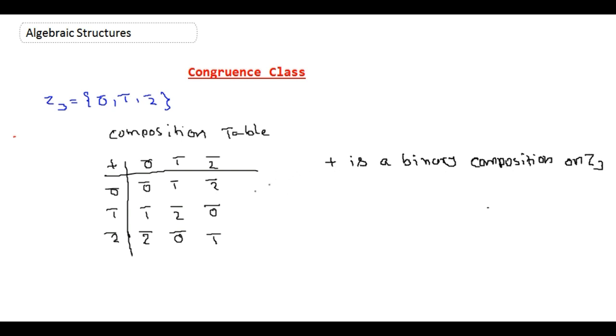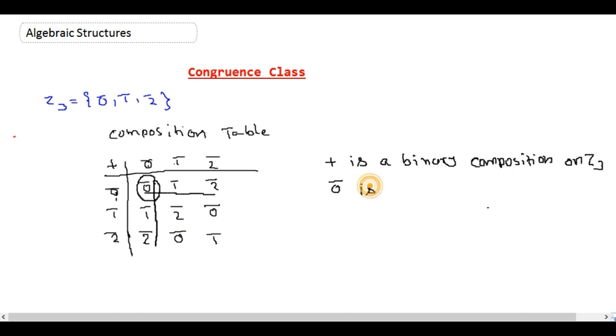Next, find the identity element. I have already talked to you about how to find the identity element. First, find the row similar to the upper row, 0 bar, 1 bar, 2 bar. So this row is similar to the upper one. Again, which column is similar to this column? Obviously, 0 bar, 1 bar, 2 bar is similar to this column. The common element will be the identity element. So here you can easily check that 0 bar is the identity element.